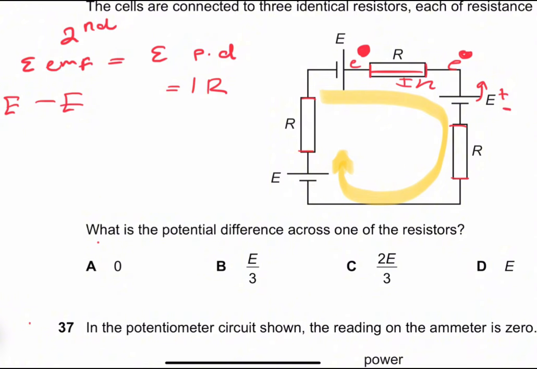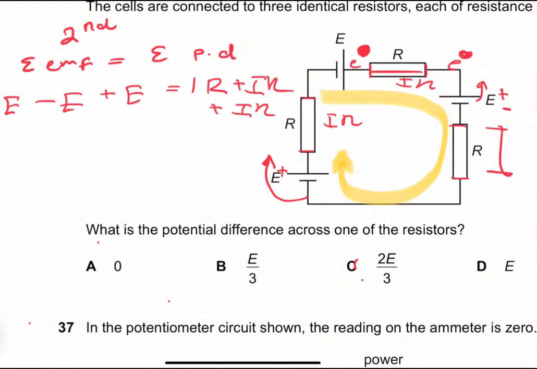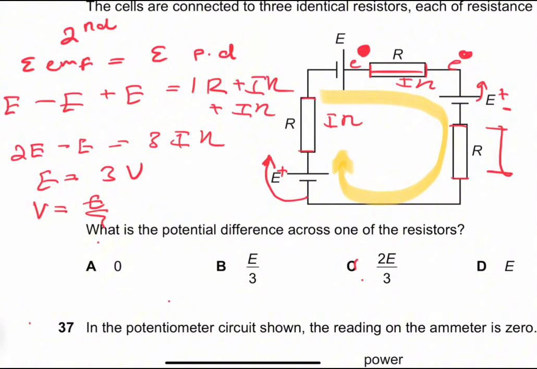So it's negative E. Then when it reaches here, there's a potential drop of IR. Here it's in the positive direction, so it gives us a boost of plus E. Whenever it's connected in the opposing polarity, it's going to cause it to lose energy, minus E. EMF is subtracted from that side. Whenever it's connected in the right direction, it's going to allow it to move, so it's plus E. Here we also have IR, and here we also have IR. So we get 2E minus E is equal to 3IR. So E is equal to 3V, so V is equal to E over 3. So the answer is B.